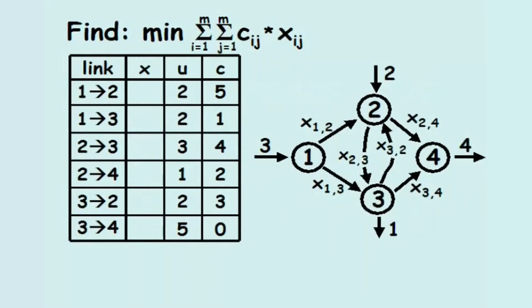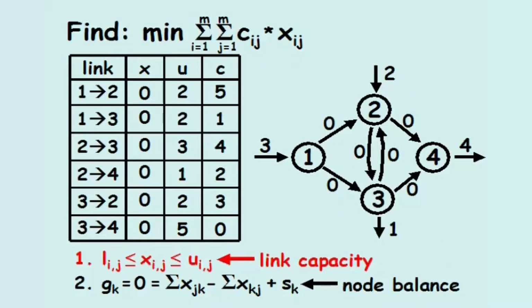Let's put the given data into a table and assign the initial link flows values of 0. Already, we have satisfied the link constraint equation because all link flows equal 0 and 0 is the minimum capacity. However, the node balance constraint is not satisfied for any of the 4 nodes.